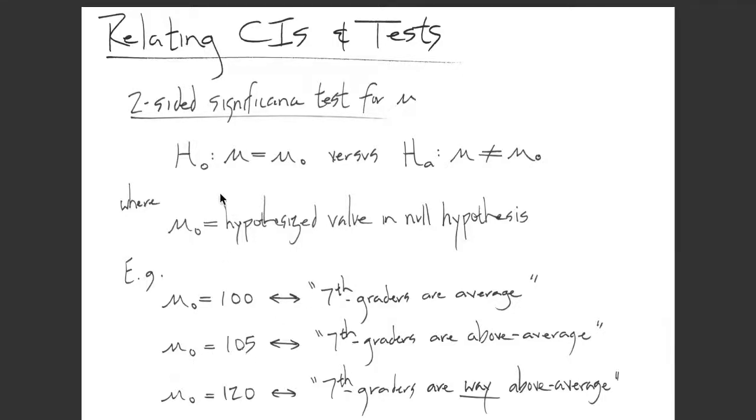If mu naught were 105, we would be testing the null hypothesis that the mean is 105 versus the alternative that it's not 105. And the null hypothesis in this case would be simply claiming that seventh graders are somewhat above average, with an average IQ of 105. And if you were testing mu equal 120 versus mu not equal 120, the null hypothesis would be saying that the seventh graders are pretty far above average in this school district. So I want to leave that value in the null hypothesis as a variable right now.